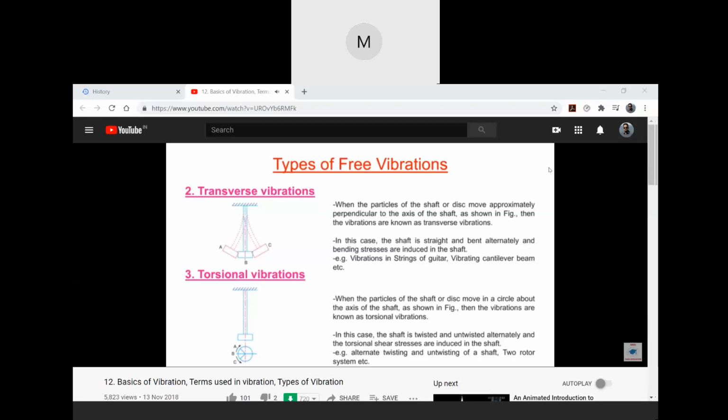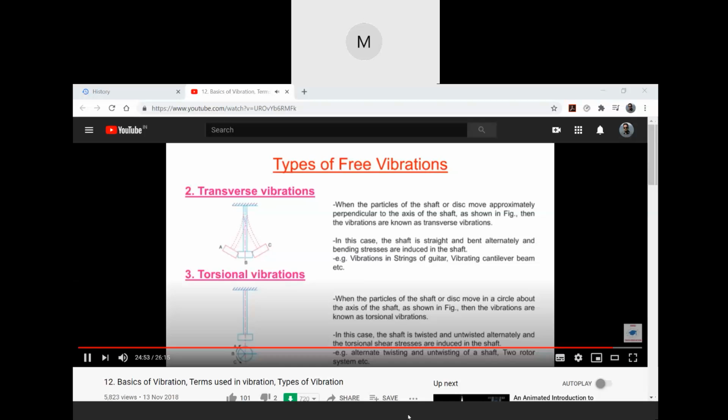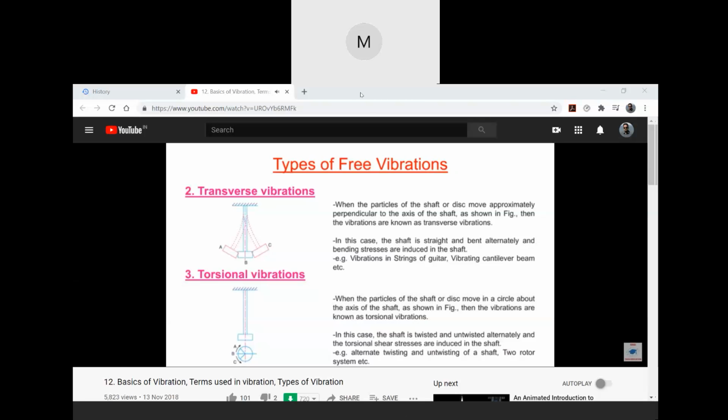In this case, the shaft is twisted and untwisted alternately, and torsional shear stresses are induced in the shaft. Remember, here in torsional vibration, torsional shear stresses are induced in the shaft. Example: alternate twisting and untwisting of the shaft, like in this diagram.